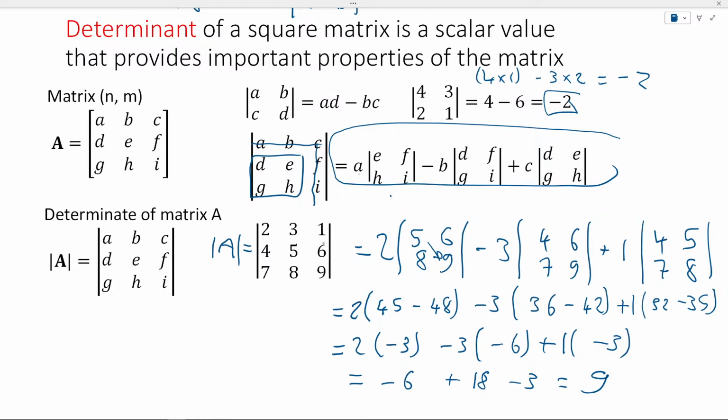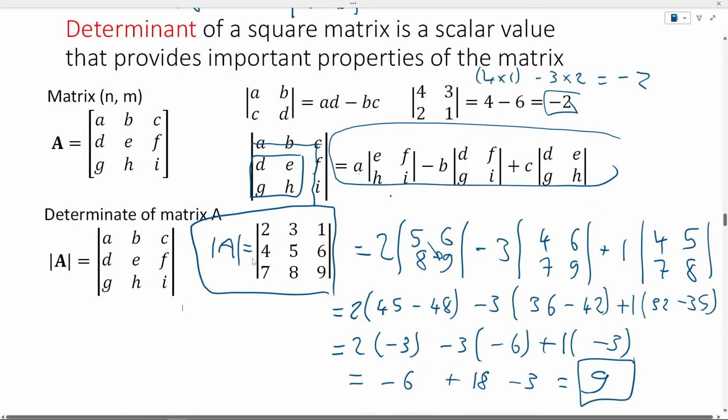Remember, the determinant of a square matrix is a scalar value. It's a scalar value, not a matrix. It provides important properties of the matrix, such as whether the matrix is invertible or not. This matrix's determinant is not 0, so it is invertible. So this system of equations has a unique solution, and we can find the inverse of this matrix. Invertible means you can find the inverse of this matrix.